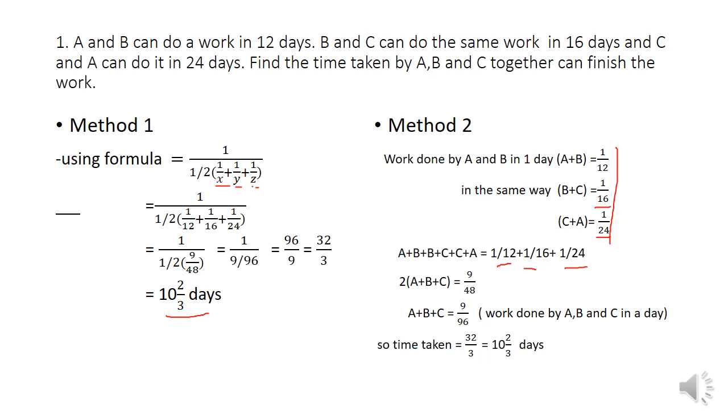Don't get confused about why we should inverse it, because if the work done by A and B in 1 day is 1 by 12, then the time taken will be 12, so we should inverse it to get it.